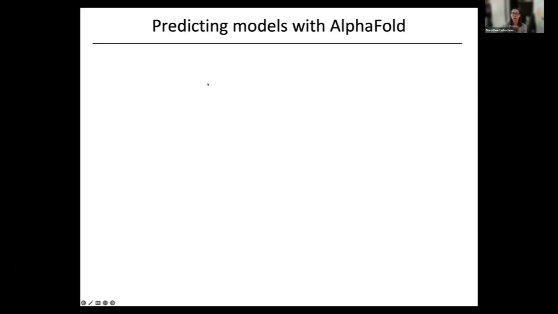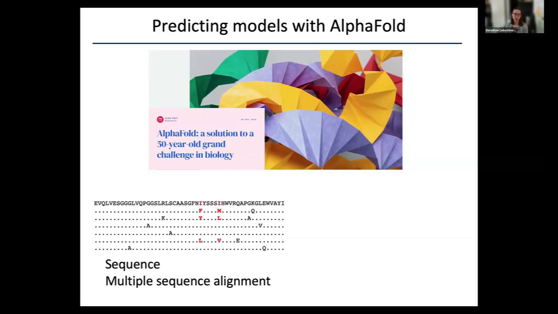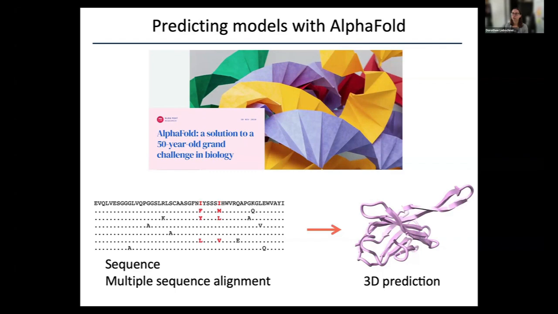So let's start with predicted models with AlphaFold. As most of you know, with AlphaFold it's now possible, given a sequence and a multiple sequence alignment, to get quite accurate 3D predictions of proteins. And the nice thing here is that you not only get a structure, but you also get confidence measures. These confidence measures are very useful for the downstream use of these predicted structures. So here I want to remind you what kind of confidence measures there are.